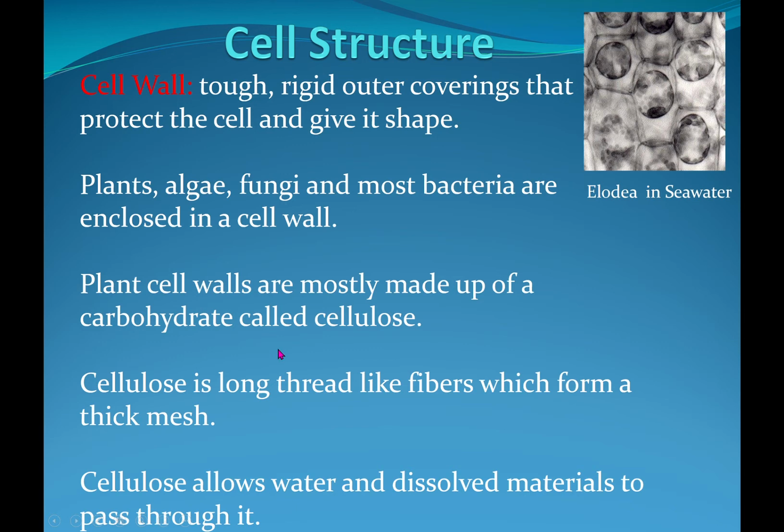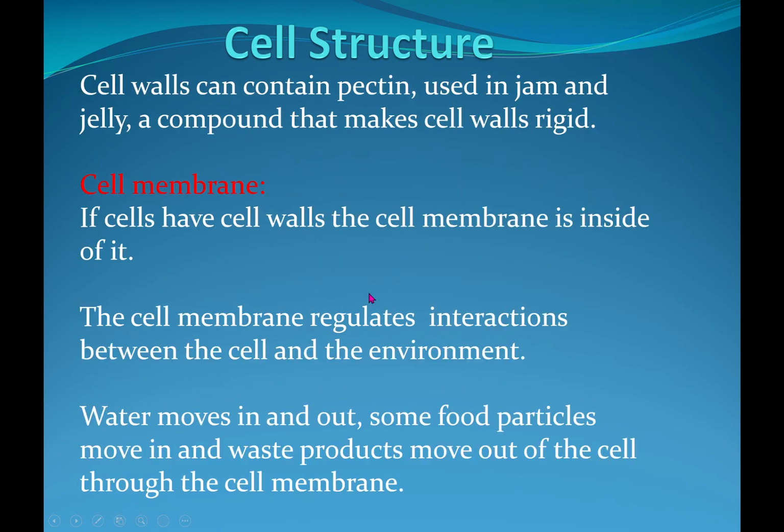Cell walls are mostly made up of cellulose, which means sugar. It's made up of sugar and carbohydrates. Cellulose is like long, thin fibers, like a mesh. When I think about this, I think of an example like when you break your celery and you see the little strings that you sometimes have. That's what I think of cellulose looking like. Cellulose allows water and dissolved materials to pass through it, so you can have movement through the cell wall and the cell membrane. The cell wall can contain pectin, and pectin is like what's in jam and jelly. It gives it that kind of bouncy texture.